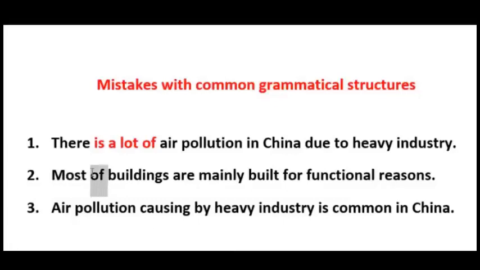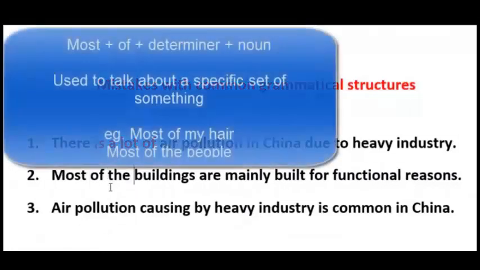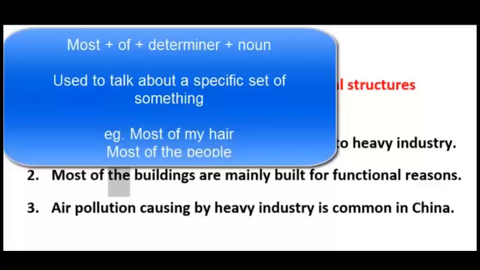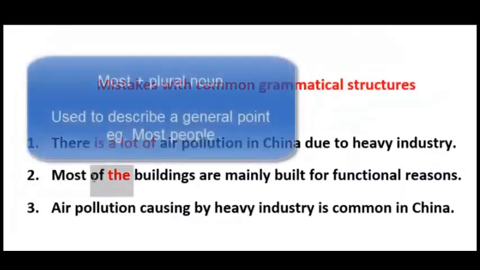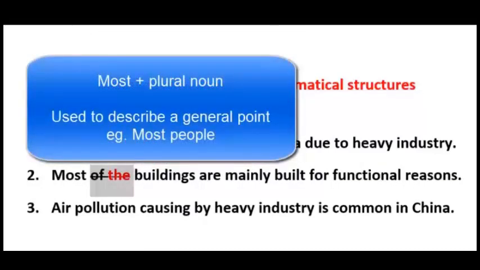Now, the problem is, when we're using most, if we use of with it, we need to have some kind of determiner. Most of the buildings are mainly built for functional reasons. Now, if we have some kind of determiner, in this case the, we are talking about a specific set of buildings. However, this looks like it's actually a sentence trying to describe a general point. Therefore, I need to take out both of these and just have most buildings are mainly built for functional reasons.